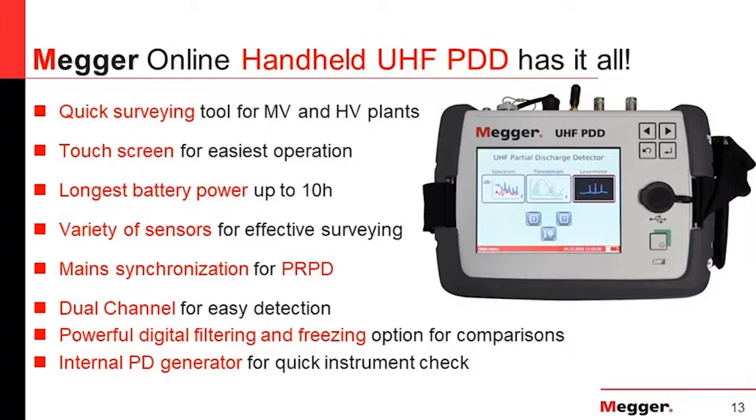It's dual channel for comparison purposes, because comparison is one of the best tools for partial discharge assessment. It's got a freeze function, again for comparison purposes, because you can do some frequency spectrum imaging, freeze that, and then do another one and put them together and compare them, see what could be wrong. And it's got the internal partial discharge generator, which helps you to check the instrument quickly sometimes.